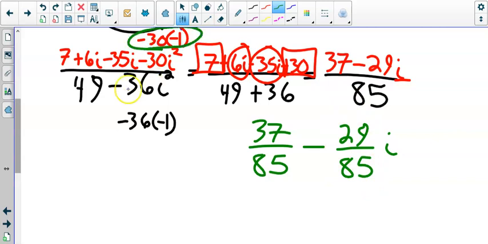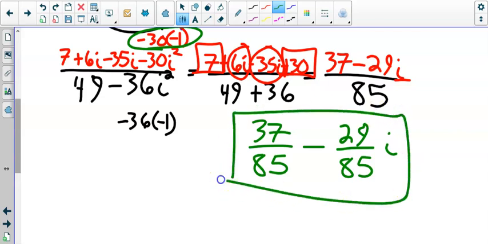Right here, what's a negative 30 times a negative 1? Positive 30, because i squareds are negative 1. So the last question, just to make sure, the 37 over 85, does that reduce? You just check that in your calculator. And then you check the 29 over the 85. Does that reduce? If it does, reduce those fractions down. If it doesn't, then this is the final answer to the final review for your final exam. Finally, we're done. Whew!